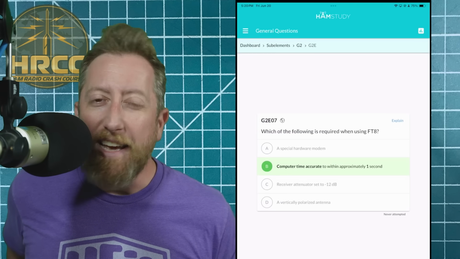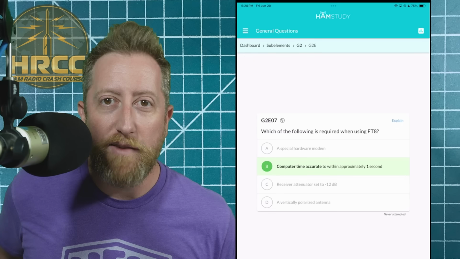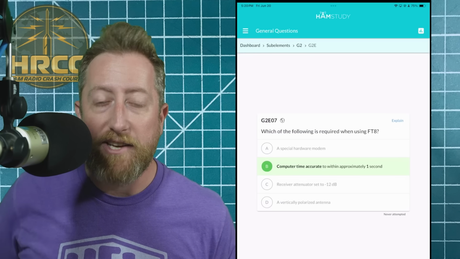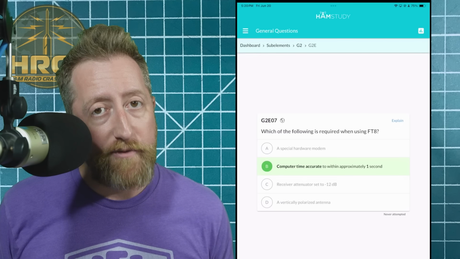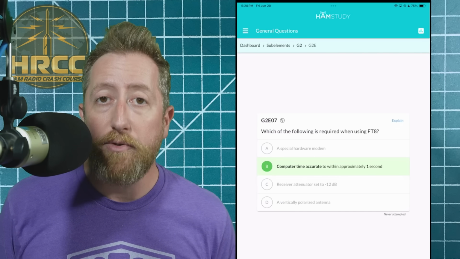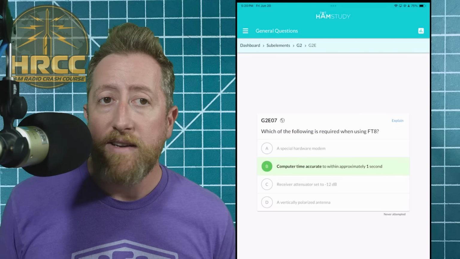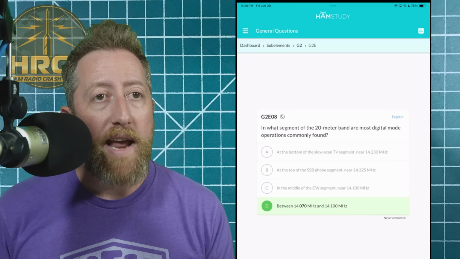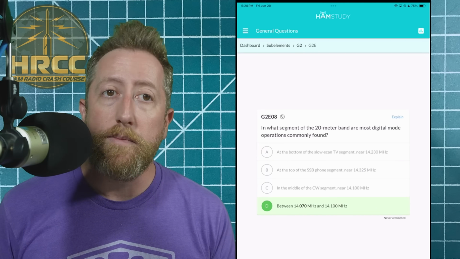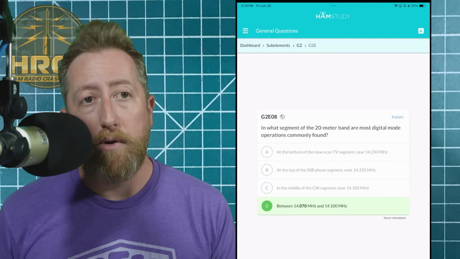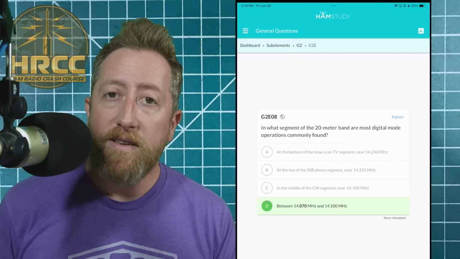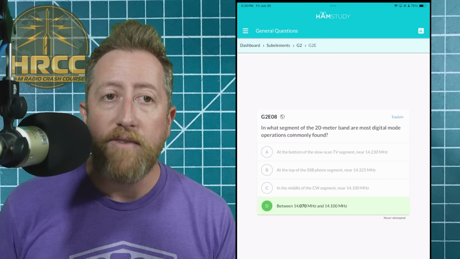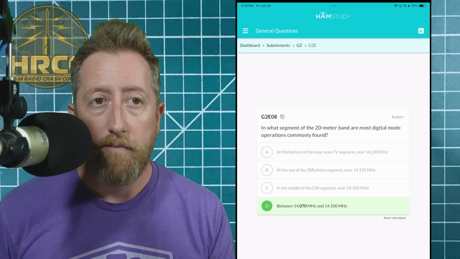That is one of the hidden things that people forget about FT8 when they first go and do it on a POTA activation or out in the field, is that you need an accurate time source. If you have cell phone signal, sometimes it's as easy as tethering your phone to your computer for the internet, and you can update it that way. Number 8, in which segment of the 20-meter band are most digital mode operations commonly found? D, between 14.070 megahertz and 14.100 megahertz.